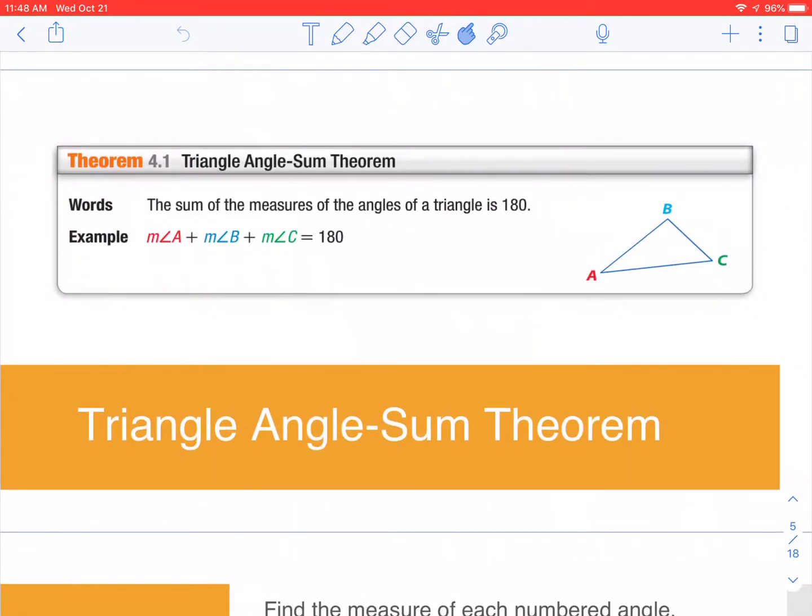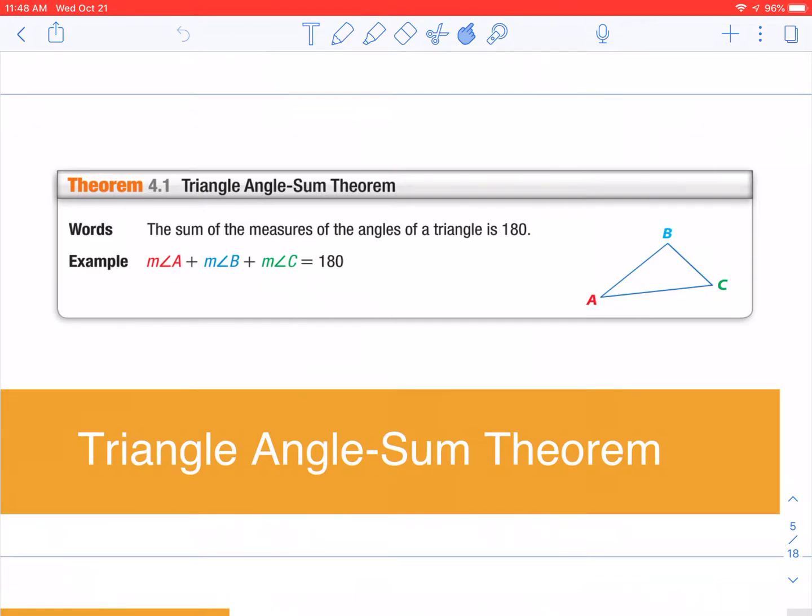Okay, so our first theorem here is that the sum of the measures of the angles of a triangle is 180. They will always add to 180.